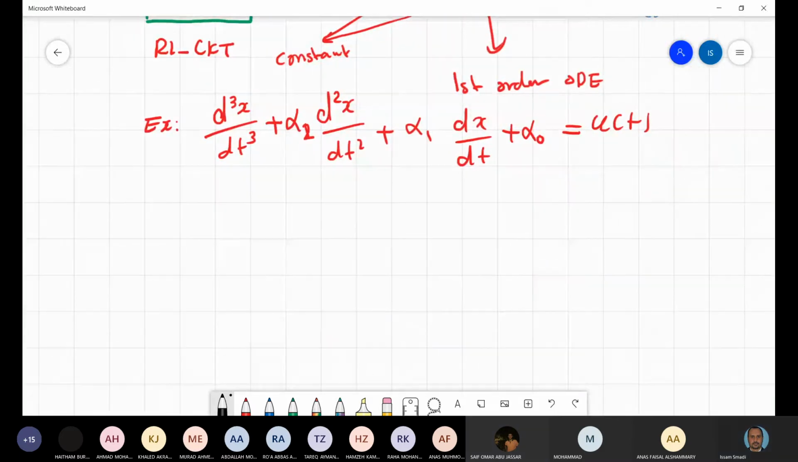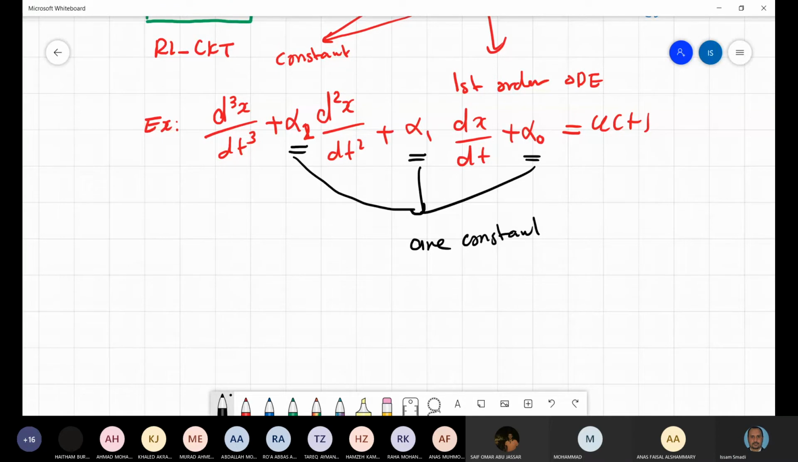No. Why? The ordinary differential equation has no relation with the derivative. It has a relation with the coefficients. If those coefficients are constant, then this is an ordinary differential equation.